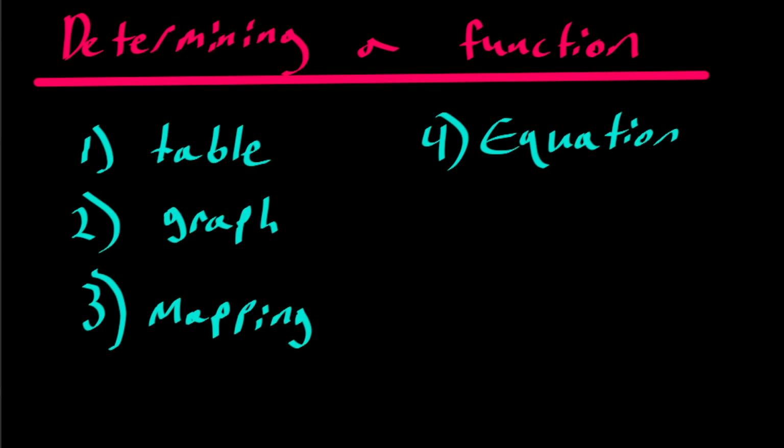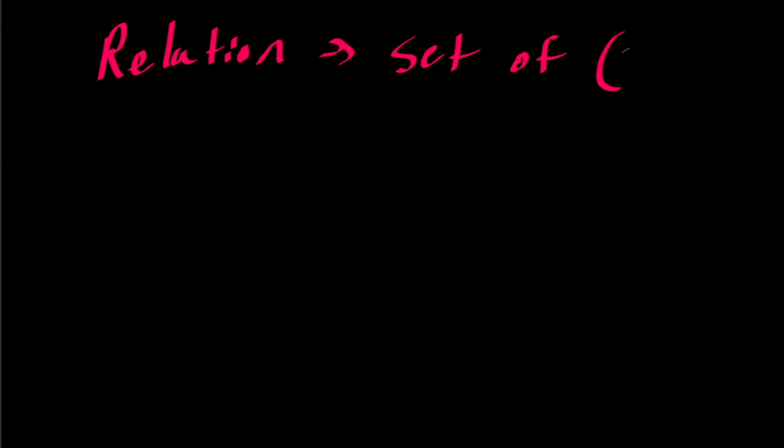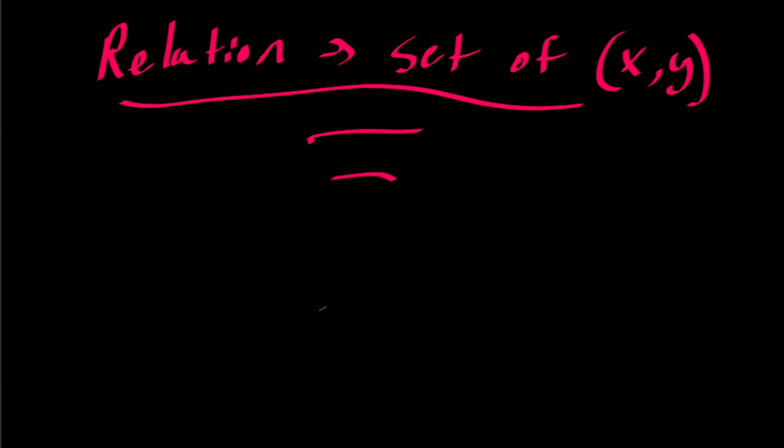Now, just real quick, a relation is basically a set of ordered pairs. I'll write that so you can see it. A relation is basically just a set of x and y values. And those are the 4 different ways that you could see this information given to you.